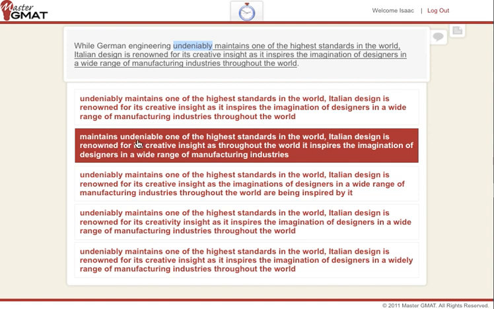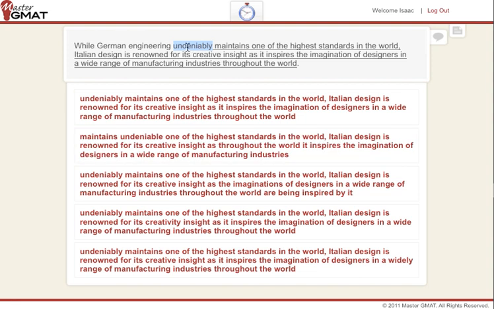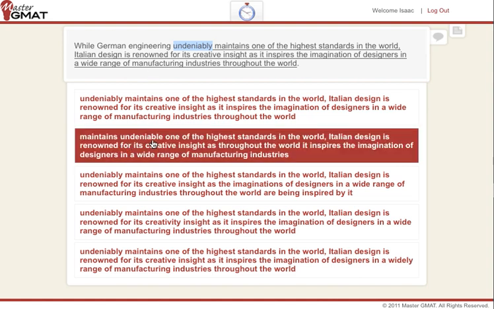Now, when you say maintains undeniable, one of the highest standards, well, undeniable is what? It's an adjective. An adjective cannot modify a verb. What needs to modify a verb? An adverb, exactly. So undeniably is an adverb. You could say undeniably maintains or maintains undeniably, but you can't say maintains undeniable, unless of course you add another word over here, maintains undeniable truth or something like that. However, maintains undeniable is wrong based on the grammar issue we just discussed. So we get rid of that.